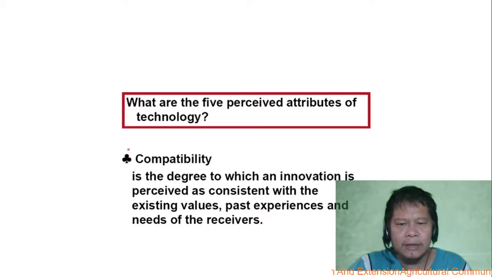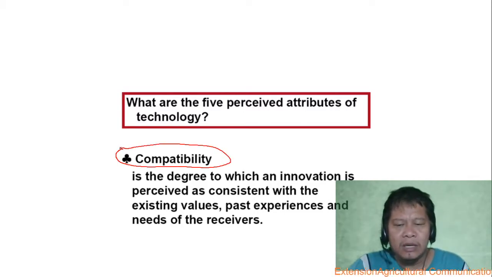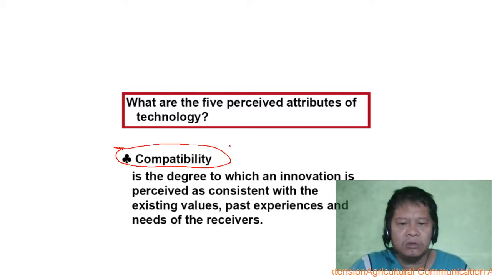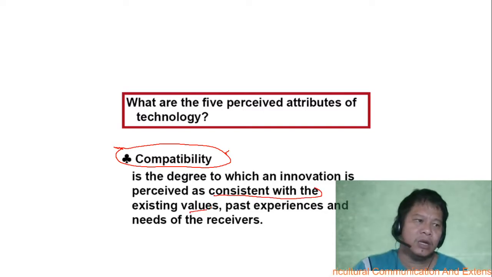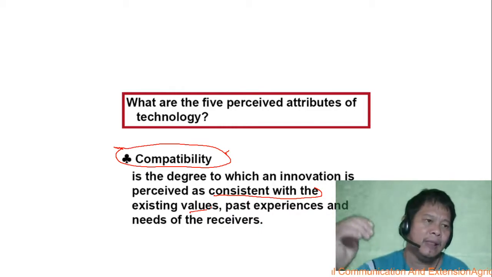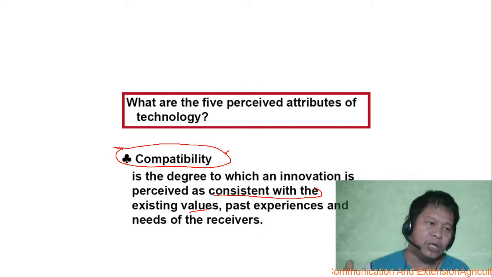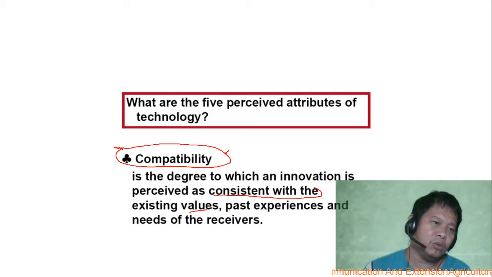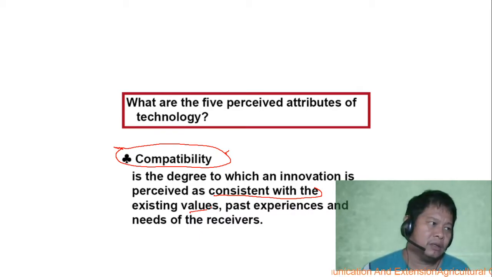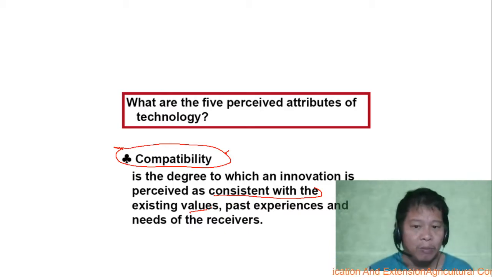So also, technology or innovations will be perceived in terms of compatibility. Compatibility is the degree to which an innovation is perceived as consistent with the existing values. Maybe the compatibility is contrary to their norms, traditions, or culture. For example, introducing a technology to Muslims for processing pork. So that is not compatible.